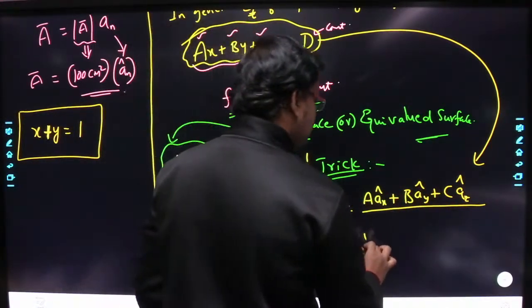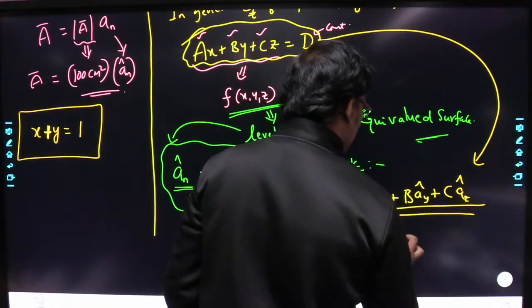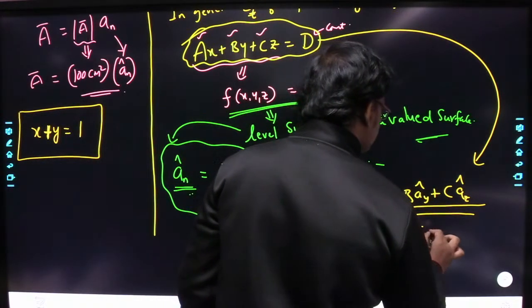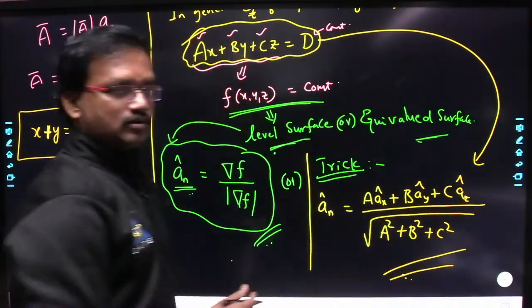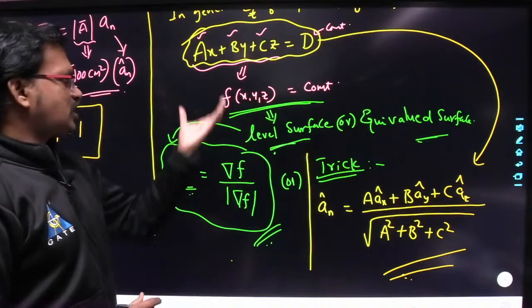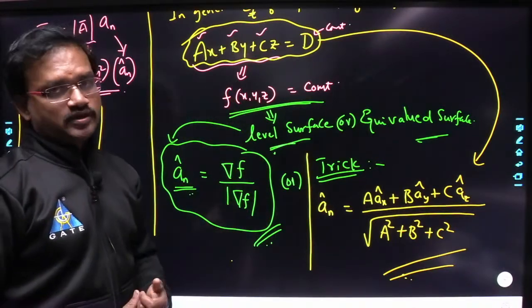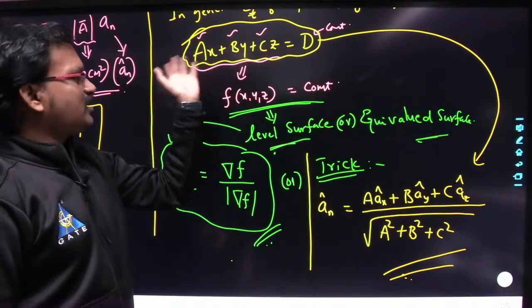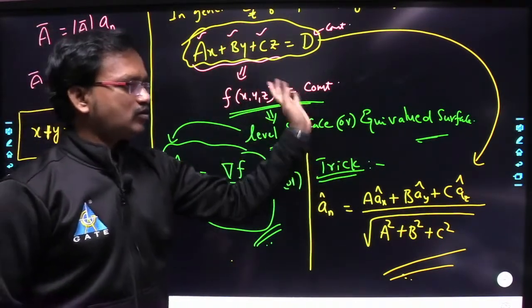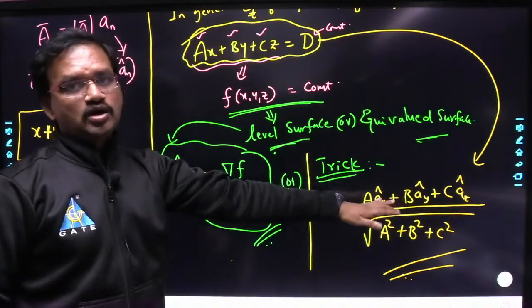So if you divide it with its magnitude, what are you going to get? Square root of a square plus b square plus c square, right? If you try to determine the gradient also, you are going to get the same thing. So instead of that, you can directly write the coefficient of x, coefficient of y, coefficient of z. This is the vector that is normal to the given surface.